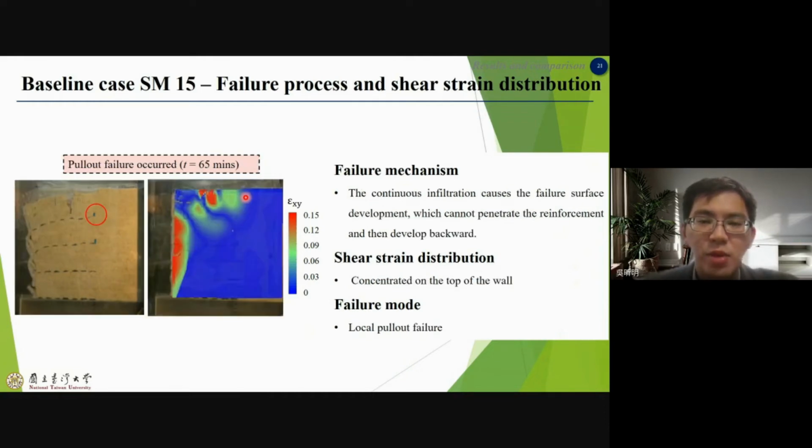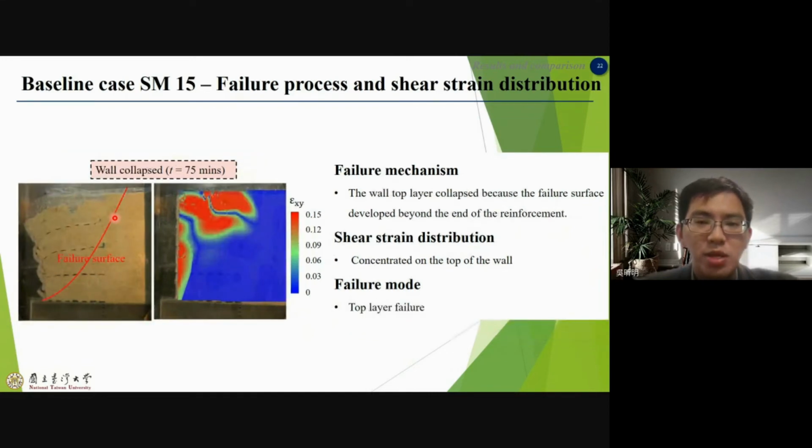At 65 minutes, pull-out failure occurred. The failure mechanism is that the continuous infiltration causes the failure surface to develop, which cannot penetrate the reinforcement and then develops backward. The shear strength distribution is concentrated on the top of the wall, and the failure mode is local pull-out failure.